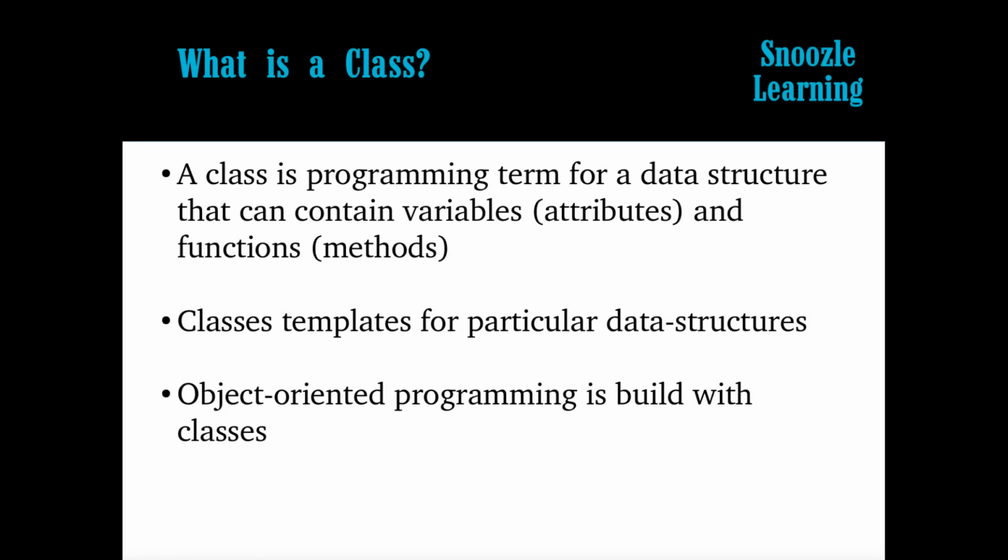As a broad general definition, what is a class? A class is a programming term for a data structure that can contain both variables, which we call attributes, and methods. So basically it's a way to encapsulate related data into a group. And these templates are a particular data structure that's used in object-oriented programming.